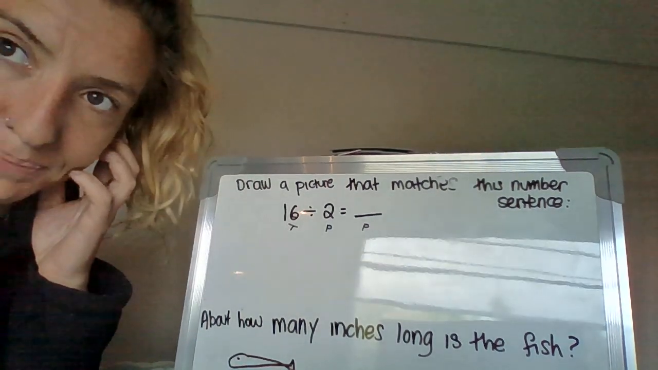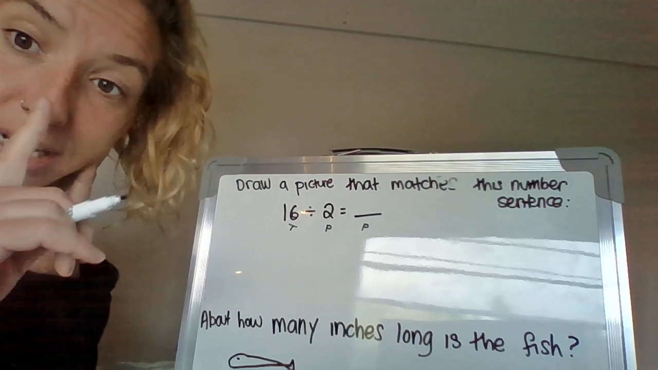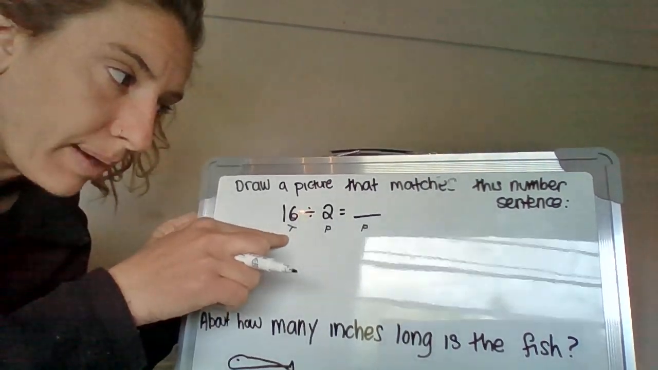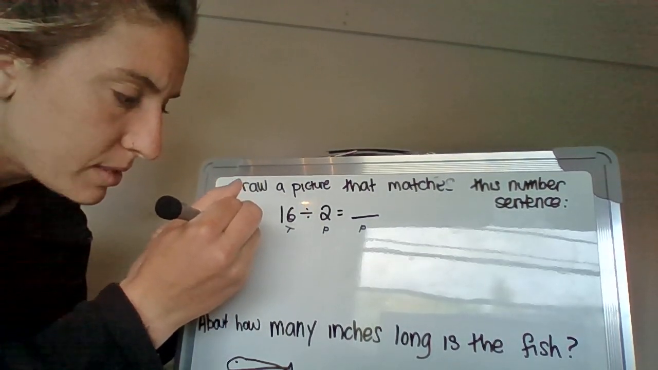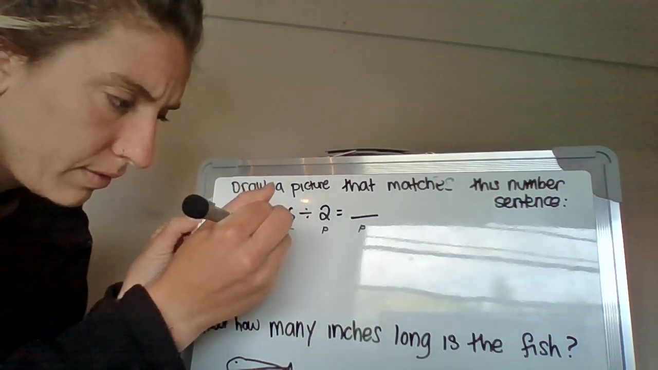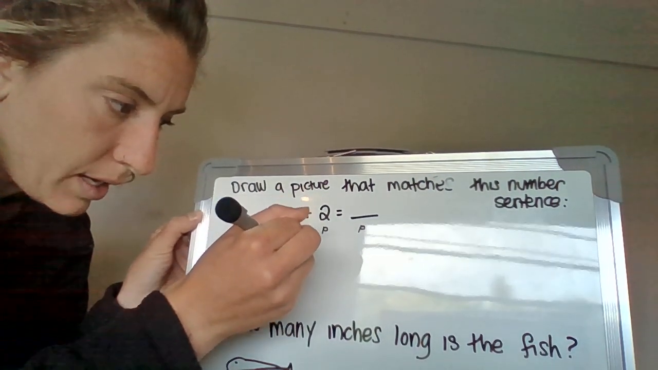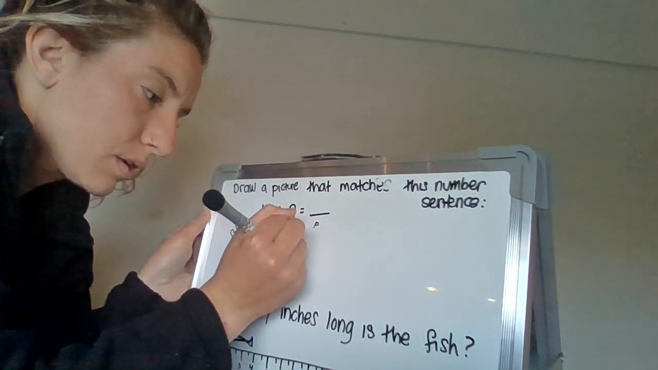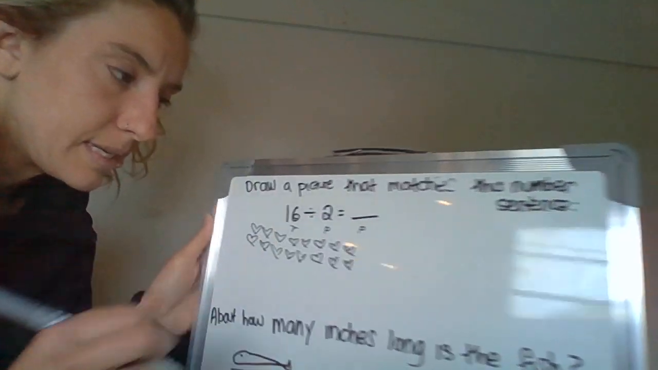And whenever I'm doing a division problem, I know that there's two different parts. One is the number of groups, and the other is the number in each group. I already know my total, and I already know the number of groups. So we'll get to that in 1 second. I'm going to draw 1, 2, 3, 4, 5, 6, 7, 8, 9, 10, 11, 12, 13, 14, 15, 16.